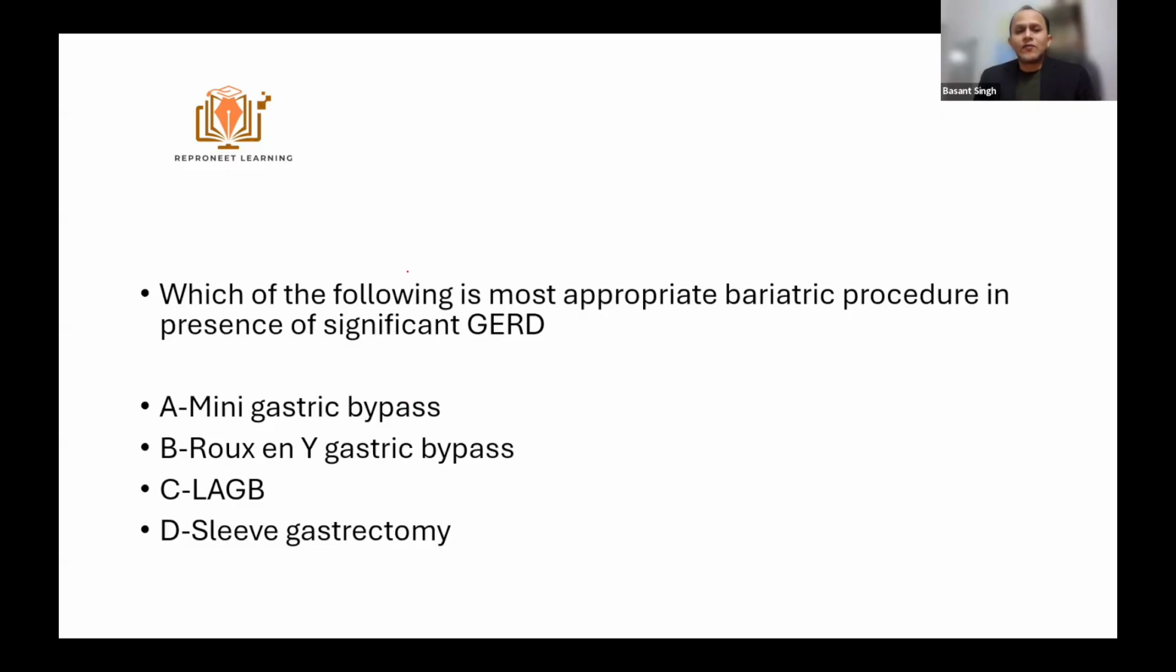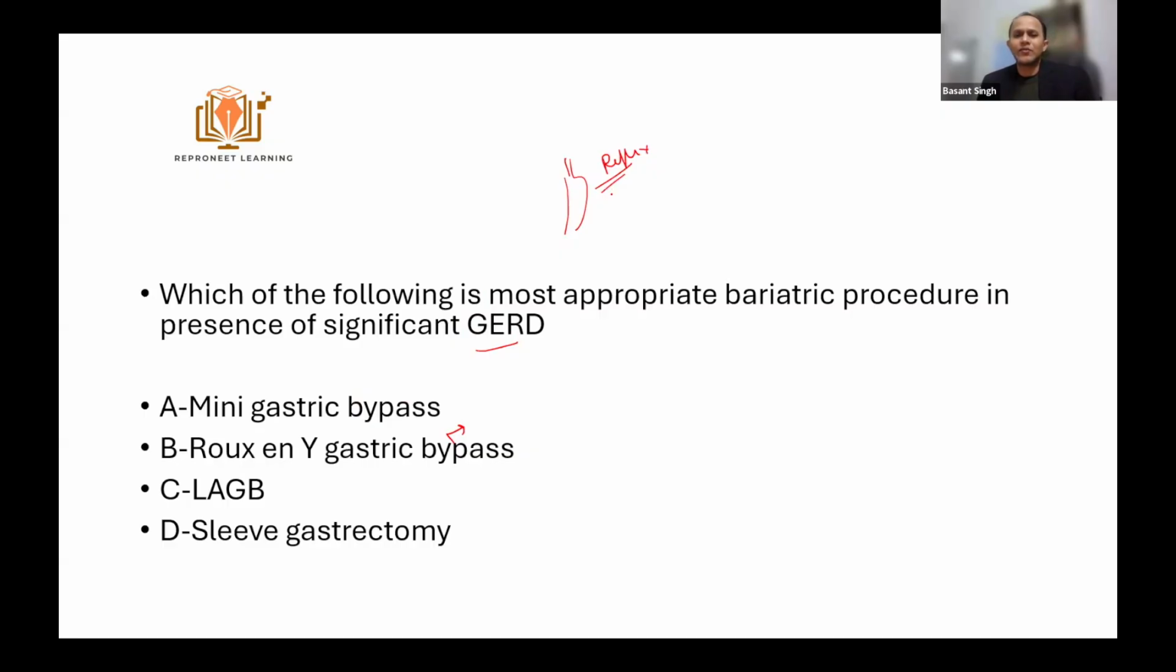There's a question on which of the following is the most appropriate bariatric procedure in patients who have significant GERD. This is again a repeat question that has been asked multiple times. We know that patients who have a very high level of GERD, we do a Roux-en-Y gastric bypass. Why is that? Because if you do a simple sleeve gastrectomy, your intragastric pressures are very high and the reflux will increase.